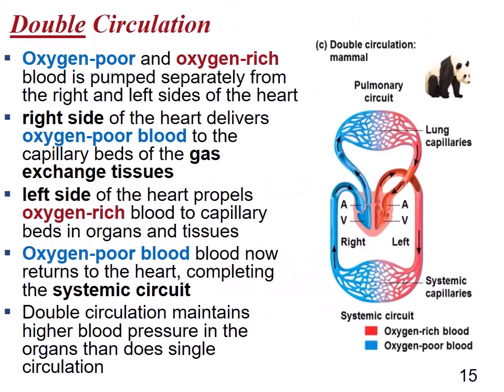So with double circulation, this is probably what you've thought of before when you thought about circulation in the heart before. So in this case, oxygen poor and oxygen rich blood is going to be pumped separately from the right and left sides of the heart.